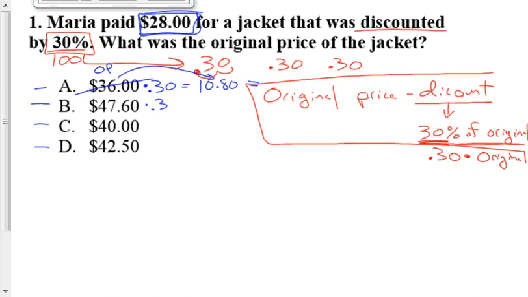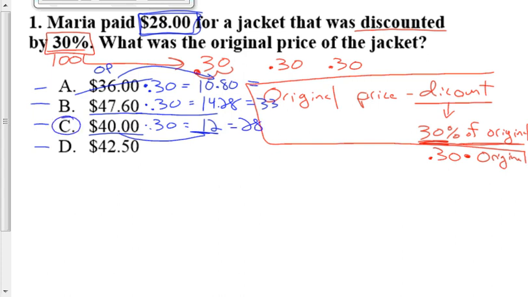Let's find the discount from 47.60. So 47.60 times 0.3, that's $14.28. If we do 47 minus 14.28, we get not $28, we get 33 something. Okay, so we can do 40. So 30% of 40 is $12. $40 minus our discount is $28. So that means that C must be the correct answer, just based on elimination.